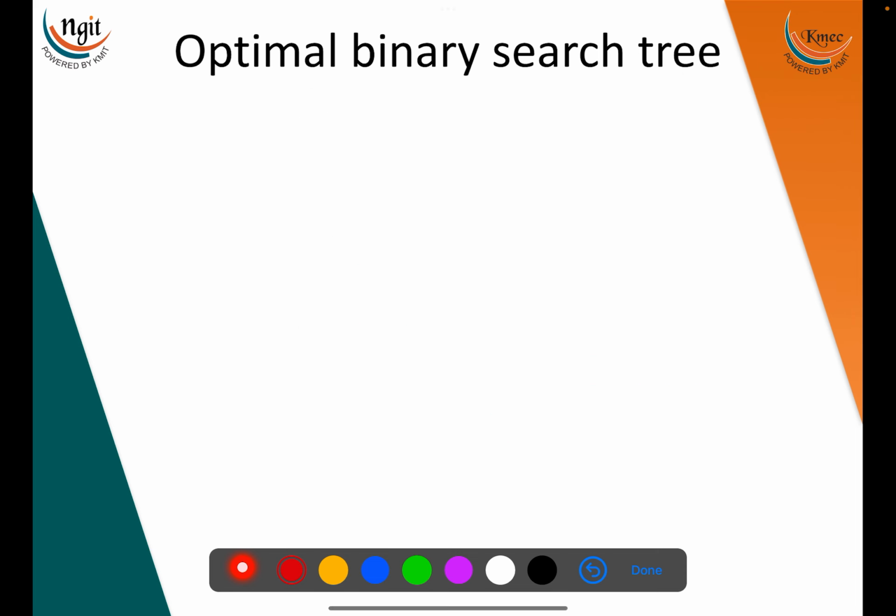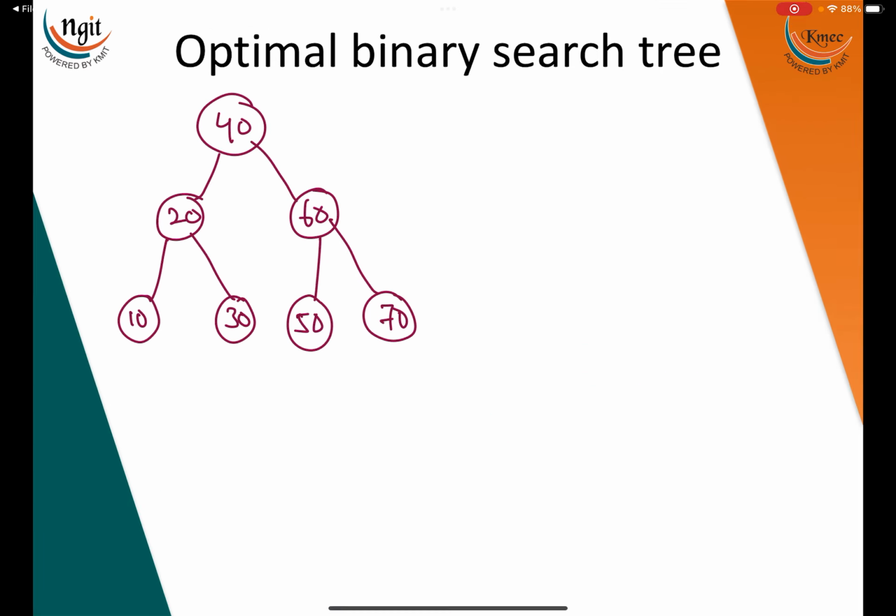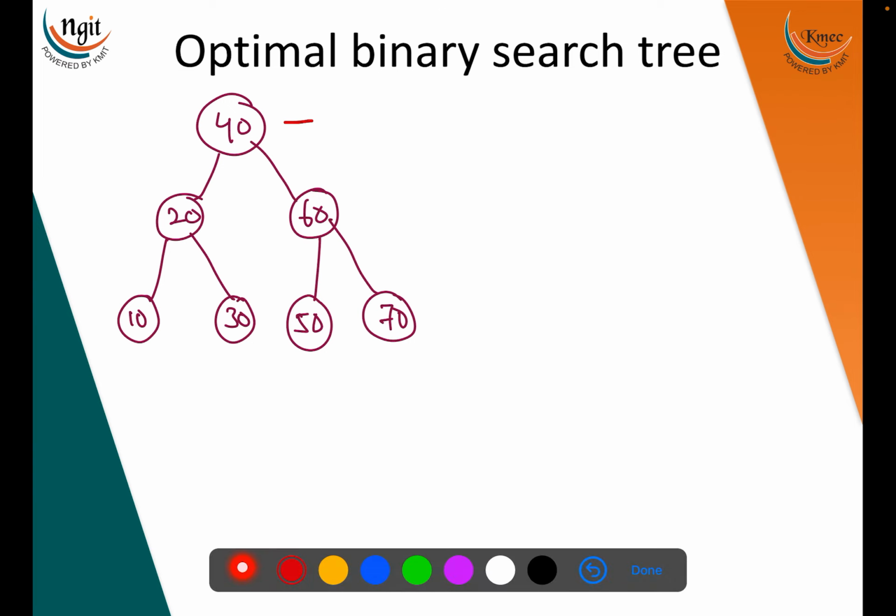Now let's suppose I wanted to search this 40 only. How many comparisons? 1. For 20, how many comparisons? We will start with this root node. If it is not, then we'll come to the second condition. Now this time it will be matched. So how many comparisons are required? 2. For 10 it is 3. For 30 also 3. For 60 it is 2. For 50 it is 3. For 70 it is 3.